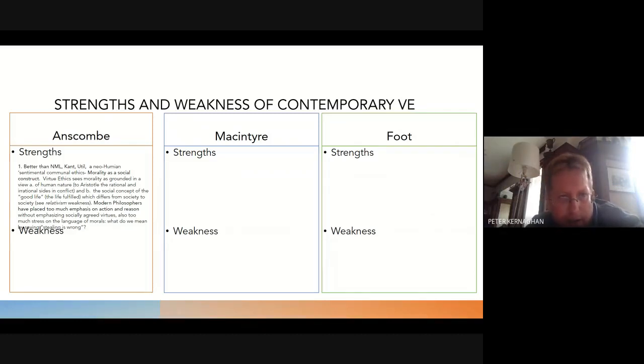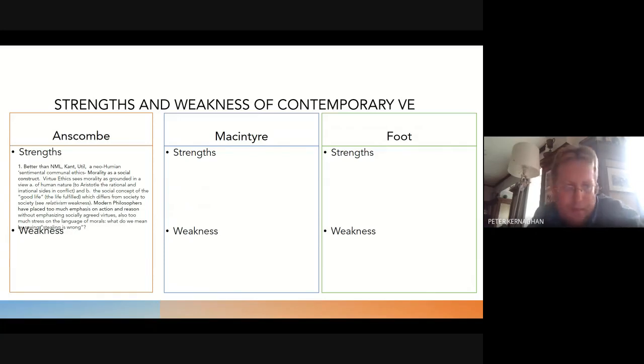Unlike Aquinas' theory, that was the difficulty of Aquinas, and Aristotle's early version of virtue ethics. Her critique would be repeated by Anscombe, by Philippa Foot, and by MacIntyre, that modern philosophers have placed too much emphasis on action and reason without emphasizing socially agreed virtues, that David Hume, the Scottish Enlightenment thinkers, the American Constitution writers all emphasized. So much so that we don't know what we mean when we say stealing is wrong.